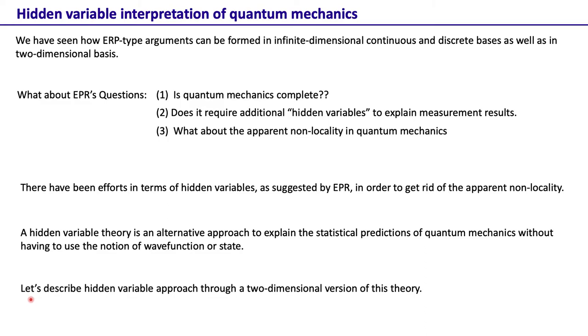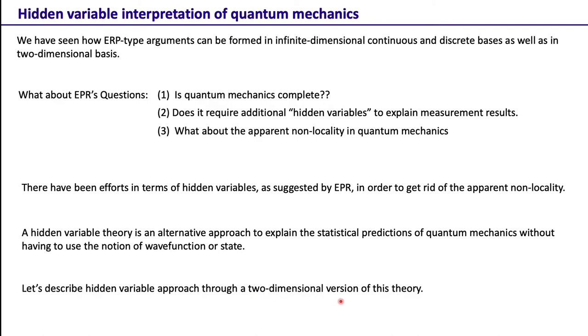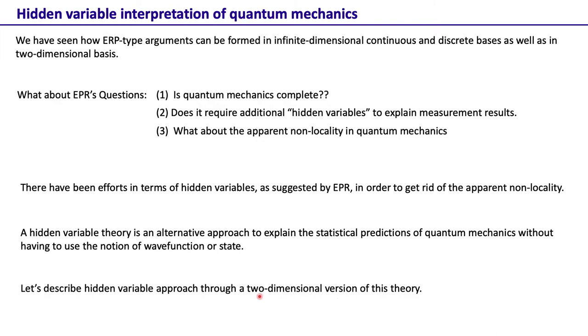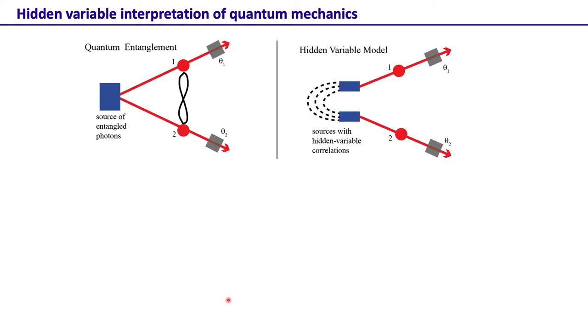Here we will describe the hidden variable approach through a two dimensional version only, because that's simpler. Once we show the failure of this theory for a two dimensional version, we don't need to go any further, because quantum theory is able to explain all the experimental results. But even in two dimensions, there are certain experimental results that the hidden variable approaches were not able to explain. Okay, so with that, let's get into the hidden variable interpretations of quantum mechanics.